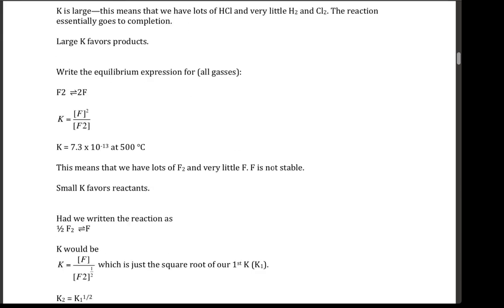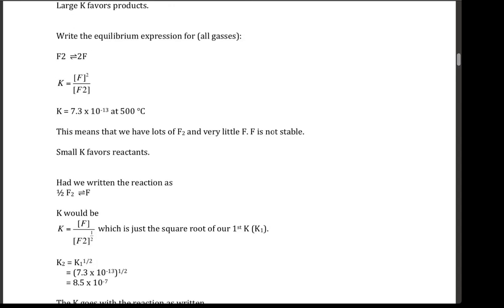Our next one that we will write the equilibrium expression for is F2 in equilibrium with 2F. So the equilibrium expression would be K equals F squared over F2. I looked up the value of K. At 500 degrees Celsius, it is 7.3 times 10 to the minus 13. That's a small quantity. That means we have very little F and lots of F2. F is not very stable. A small K favors reactants.